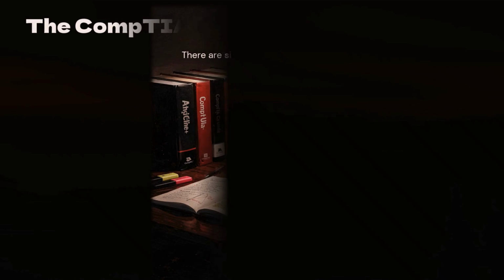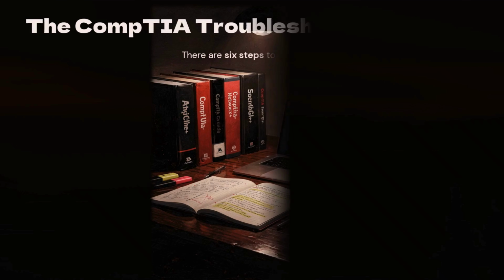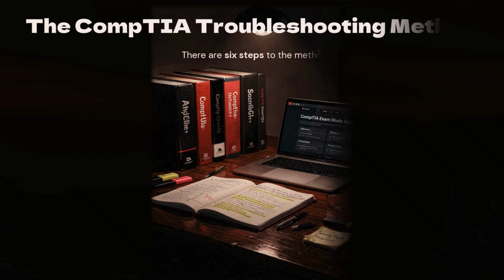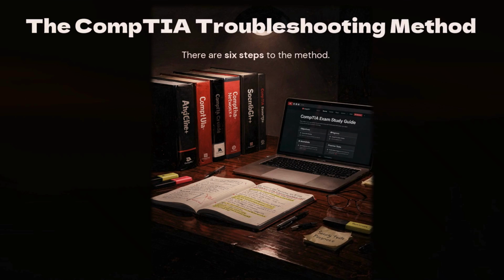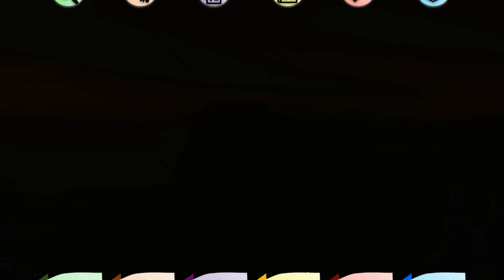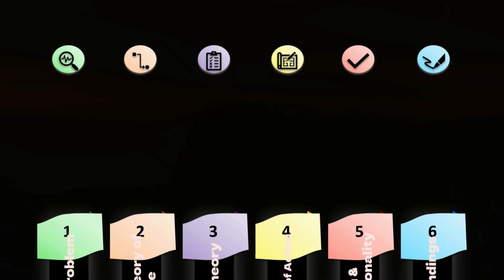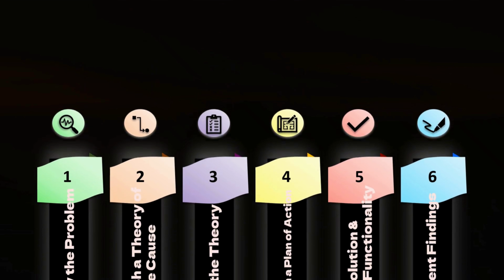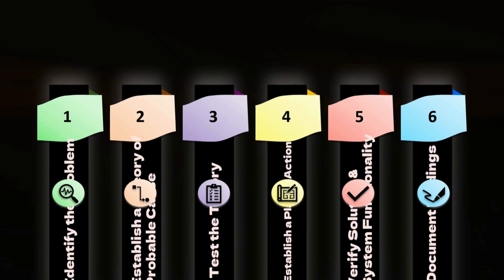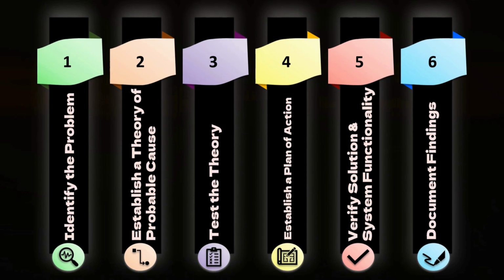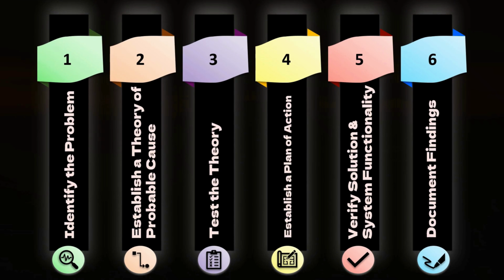Now, CompTIA has published a troubleshooting method for A+ technicians that they believe is comprehensive and effective for solving issues with computers and peripherals. There are 6 steps in this method. The 6-step CompTIA troubleshooting method includes identifying the problem, establishing a theory of probable cause, testing the theory, establishing a plan of action, verifying the solution and system functionality, and lastly, documenting findings.